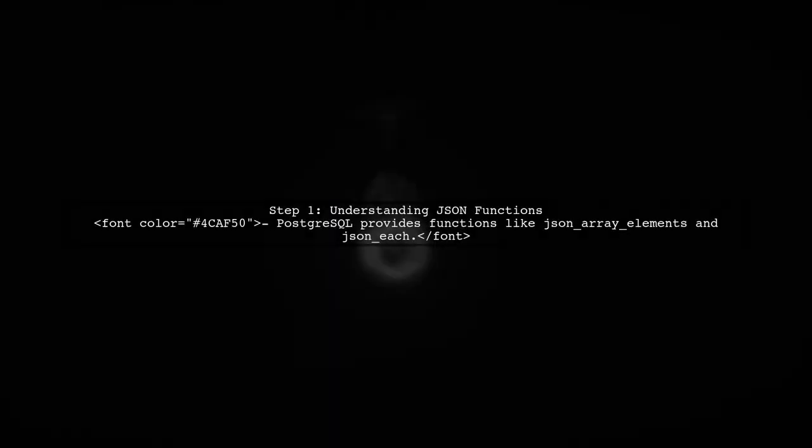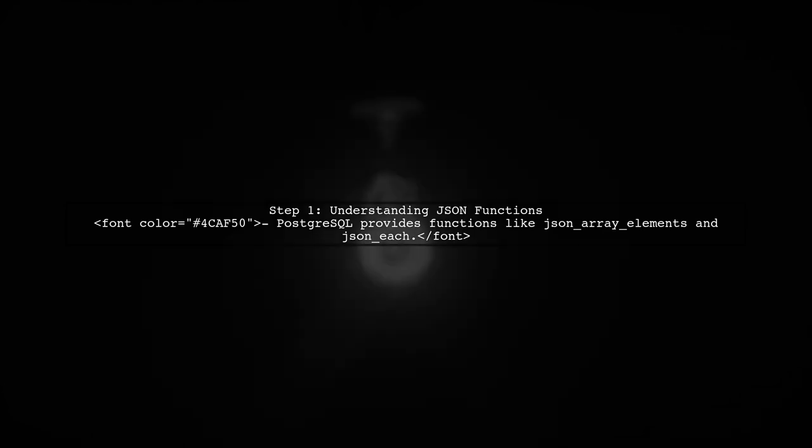Now, let's get started. To extract the value of type state from a JSON column in PostgreSQL, we will use the JSON functions available in PostgreSQL 9.6.